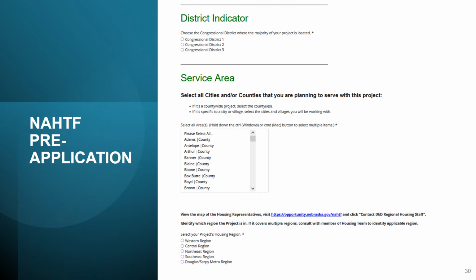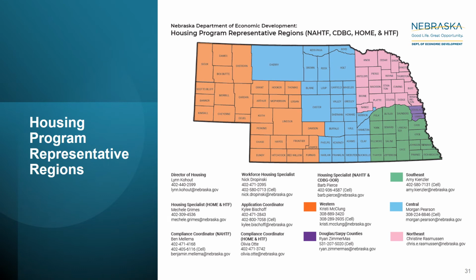You can choose more than one county or one city by holding down Control or CMD for the Mac users in order to select multiple names. Lastly, the applicant is asked to select the region that the project will be in. This map shows the housing program representative regions. Applicant will select the region that the proposed project will be serving in. Applicants should choose more than one region when a project will be serving in more than one region.